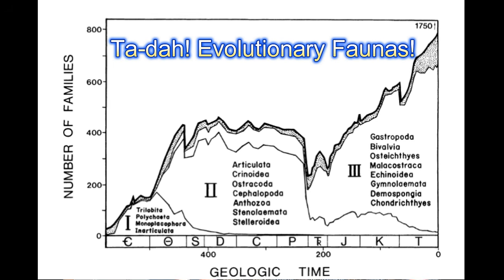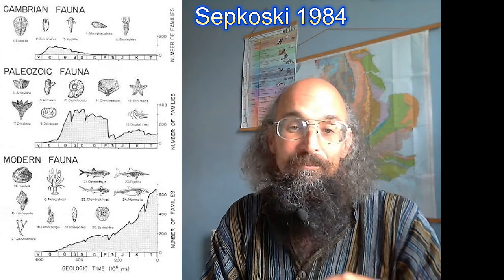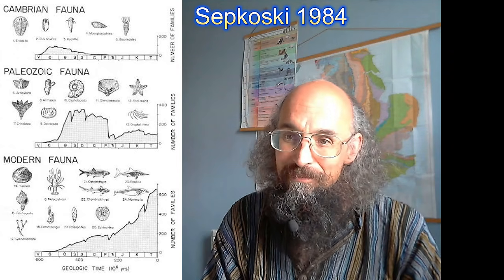Okay, that is the fundamental basis for the concept of evolutionary faunas. It's a mathematical construction based on our data, which seems to show that there are consistent patterns, which means that certain groups of organisms were very successful at different times in the past, and they have replaced each other in phases through the fossil record.